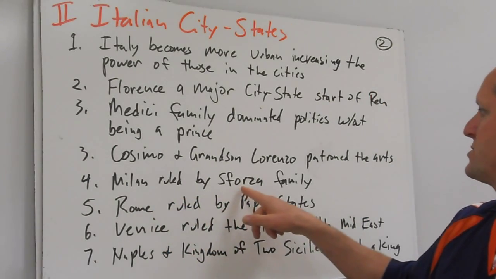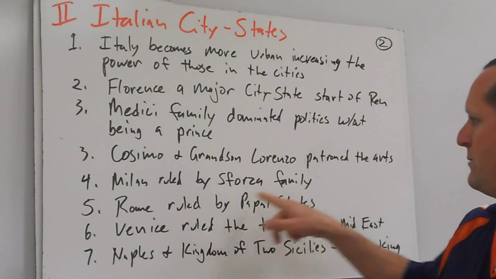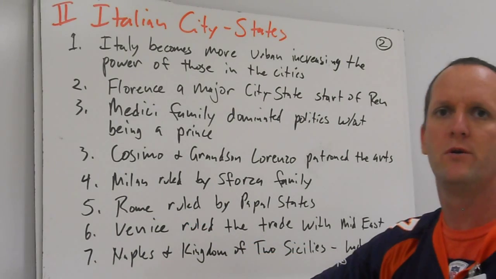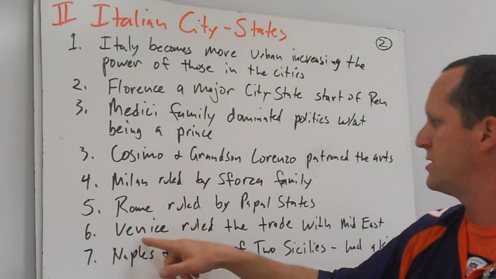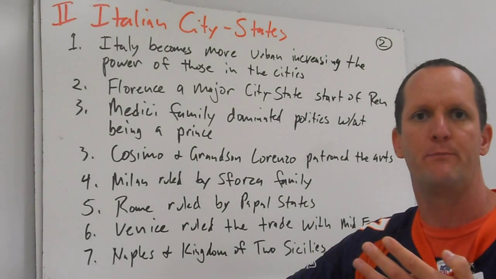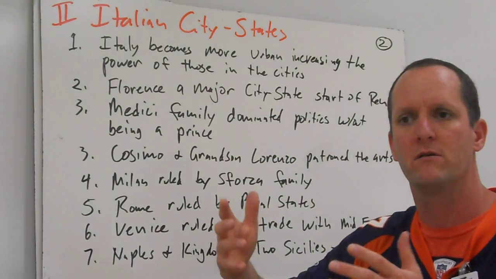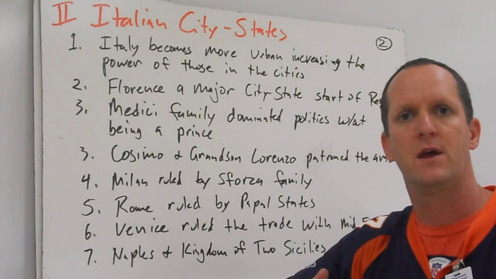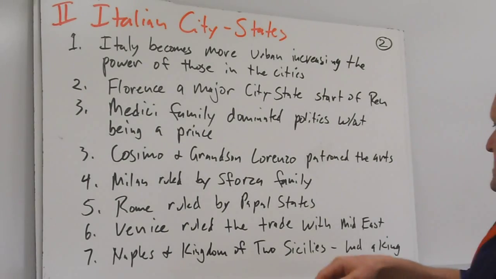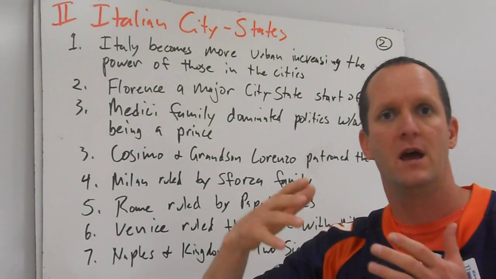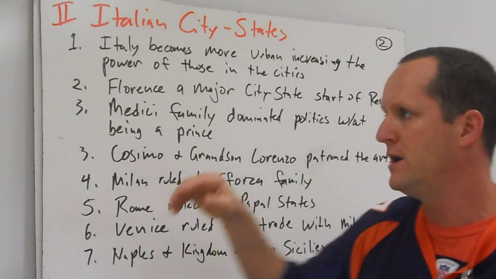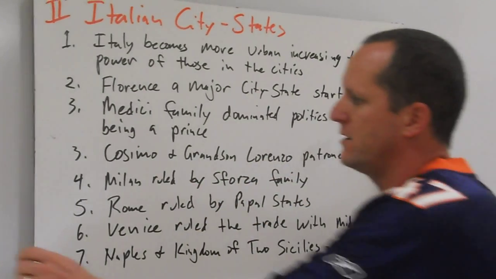Milan was ruled by the Sforza family. Rome was ruled by the Papal States, so Rome was controlled quite a bit by the church. Venice ruled the trade with the Middle East, and that gave Venice a lot of power. They were a trading city-state, and they ruled the longest in Italy. Naples and the Kingdom of Two Sicilies actually had a king, and eventually when Italy became united, it was their king that helped push that forward.